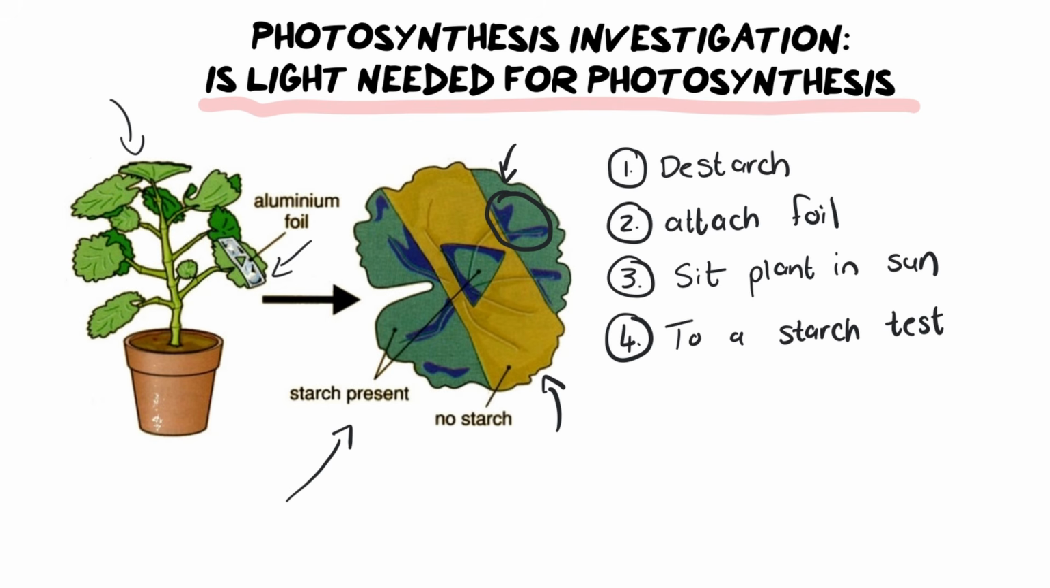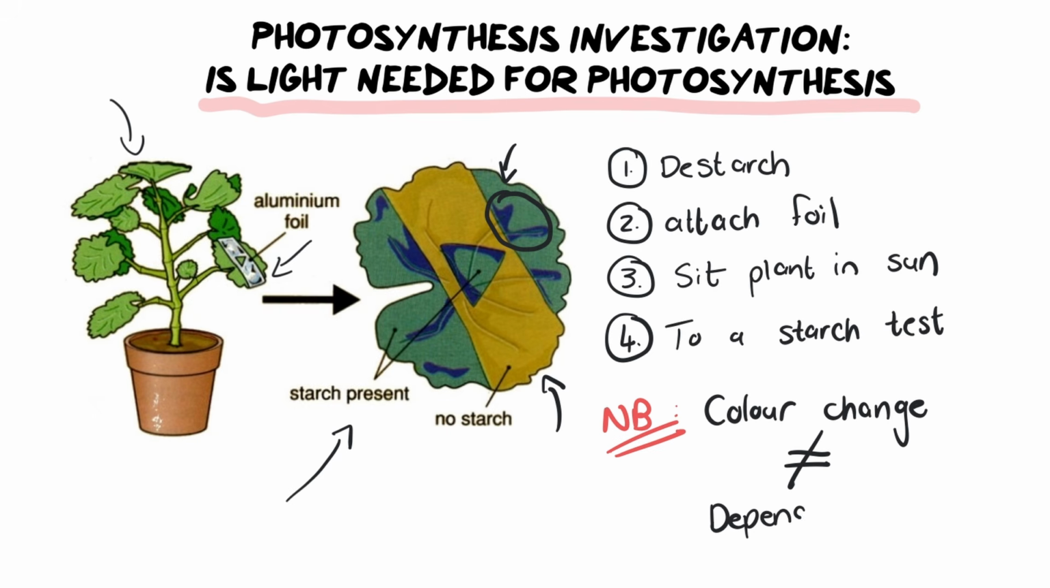Now, some errors that we make, and I did mention this in our de-starching video, but I'm going to do it again in case you missed it, is that the color change, so it going from brown to blue-black, is not the dependent variable, okay? It is not the dependent variable. Please, I can't tell you how many pupils write it down. The dependent variable actually is whether or not photosynthesis took place. So it's actually just photosynthesis itself, whether or not it actually took place.